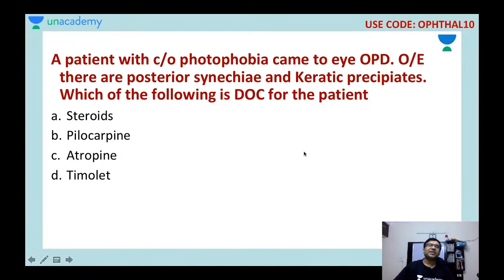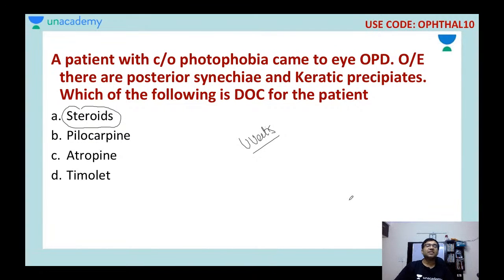So remember, the patient is suffering from uveitis, and whenever we have a uveitis, the drug of choice in these cases is always a steroid. Whenever there is an anterior uveitis, you give topical steroids. If there is an intermediate uveitis, you can give steroids near the pars plana. We call it posterior subtenon steroids. And if there is a posterior uveitis, we can give the oral steroids there.